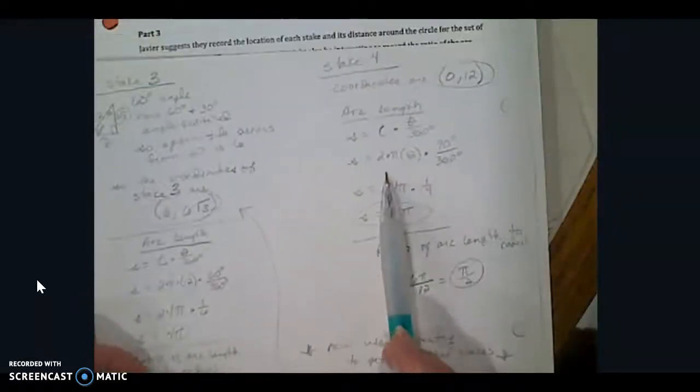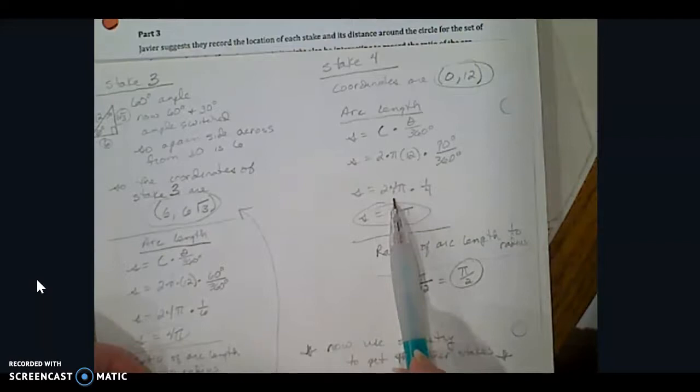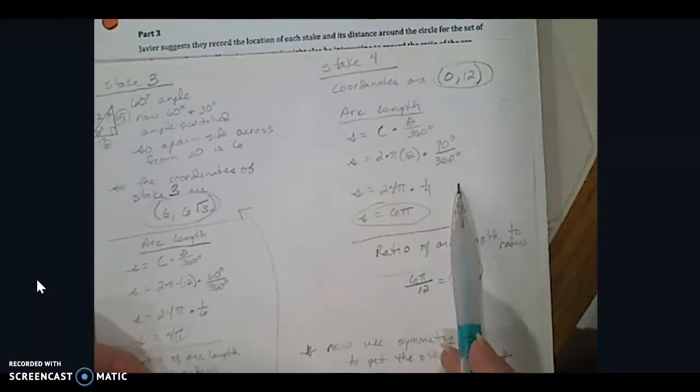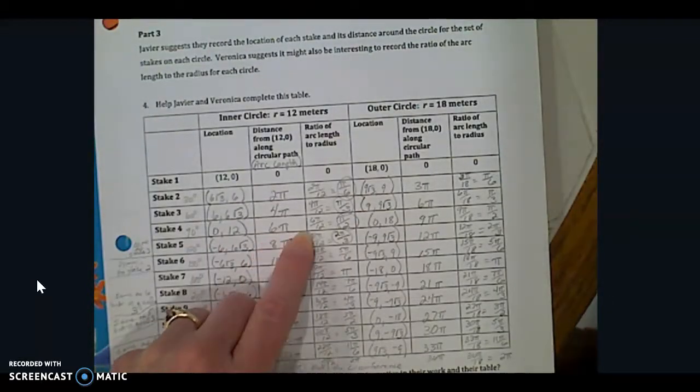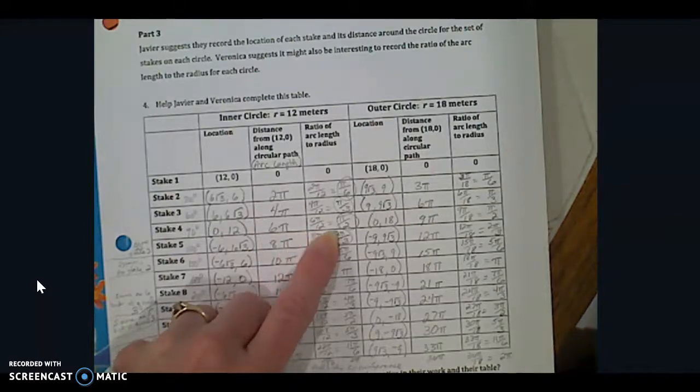And then to find the arc length, I'm going to do my circumference, which is 24 pi. Remember, it's the same thing, but this time it's 90 over 360, which reduces to 1/4, and that gives me 6 pi. So that's what I wrote in here. And then I took 6 pi, the arc length, over the radius, and I reduced it to pi over 2.